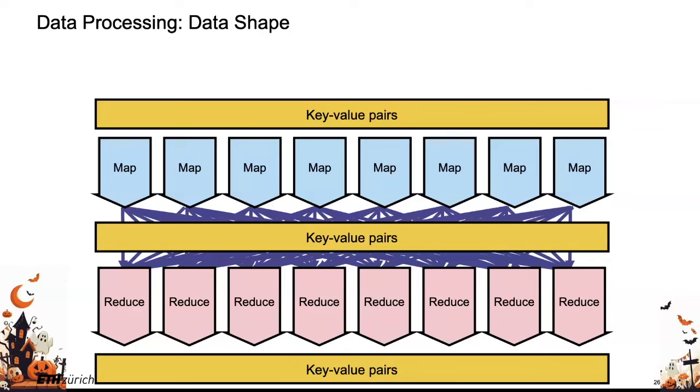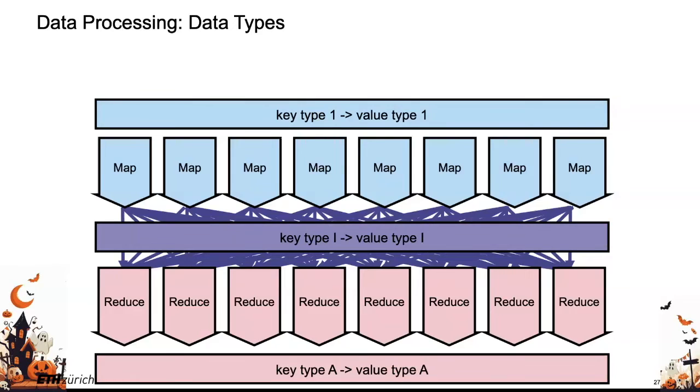And so the input is a collection of key value pairs. The intermediate input is a collection of key value pairs. And the output is a collection of key value pairs. Everything is a collection of key value pairs. Okay. Now, the types can be different. You can have a type for the key and a type for the value for the input.